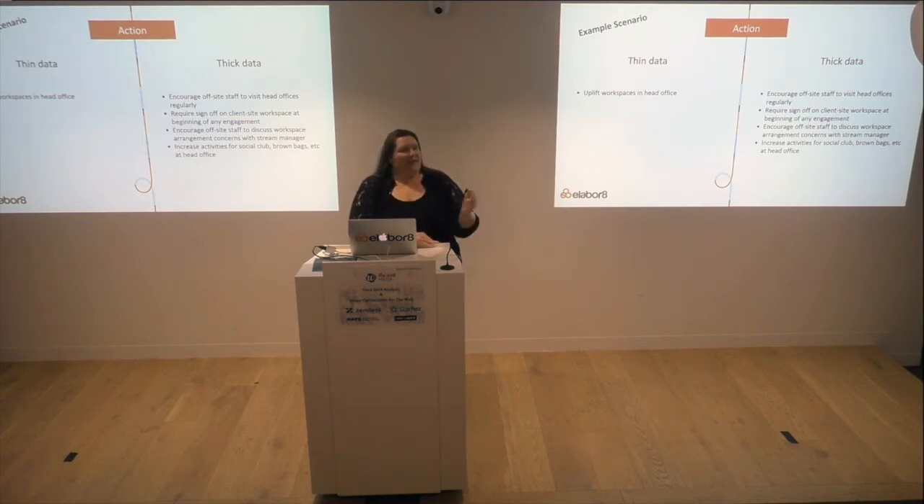So actions based on that information are things like encourage the offsite staff to visit the head offices more often, require sign-off, so a little bit more control over the workspace when you're on a client site, and encouraging offsite staff to come back to the head offices and engage in activities, social clubs, things like that. And this is where you really start to see that the actions you're generating, the decisions you're making, are addressing those root cause issues. And rather than just making your best guess, you can actually start to make some good decisions.